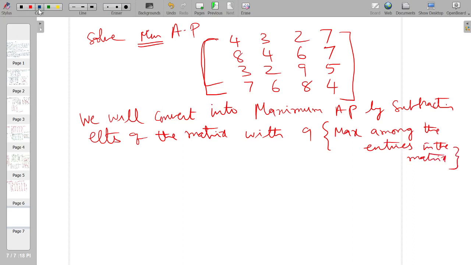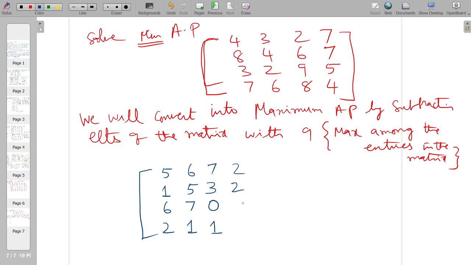So in this case you will have like this: 9 minus 4 is 5, 9 minus 8 is 1, 9 minus 3 is 6, 9 minus 7 is 2, 9 minus 3 is 6, 9 minus 4 is 5, 9 minus 2 is 7, 9 minus 6 is 1, 9 minus 2 is 7, 9 minus 6 is 3, 9 minus 9 is 0, 9 minus 8 is 1, 9 minus 7 is 2, 9 minus 5 is 4, 9 minus 4 is 5. And this would be the maximum assignment problem.